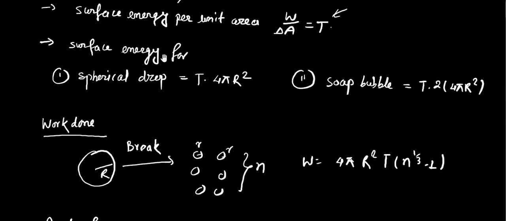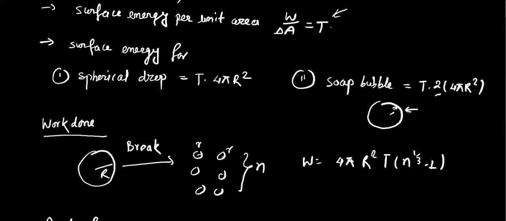There are two kinds of liquid surfaces: the spherical drop, which is a liquid drop, and the soap bubble. The surface energy for a spherical drop is T times 4 pi r square, but for a soap bubble there appears twice the change in area. This is because a soap bubble has two surfaces, one inside and another outside, which are in contact with air. That's why a force acts on both surfaces.